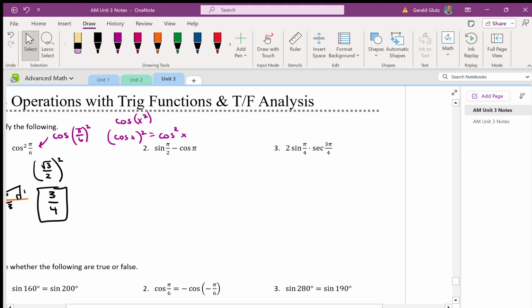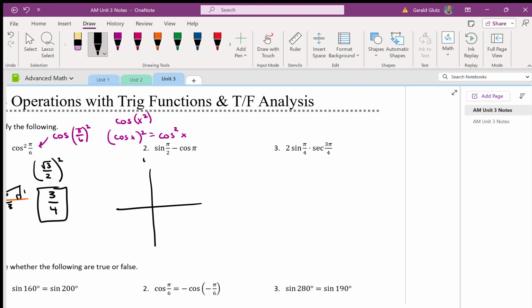Next one, sine of pi over 2 minus cosine of pi. So if I have my unit circle here, this is pi over 2 up here. So this point would be 0, 1. And then pi would be here, so that's another boundary point. And that would be negative 1, 0. So sine of pi over 2, sine is the y value. So that would be a 1. Cosine of pi, so I'm subtracting. Cosine of pi is negative 1, because cosine is the x value. So I have a 1 minus negative 1, which is 2. So our answer would be 2.